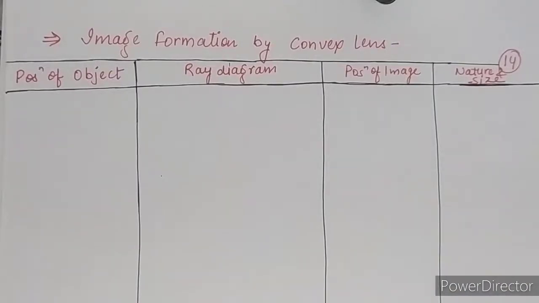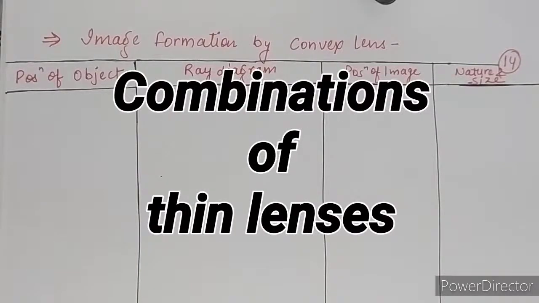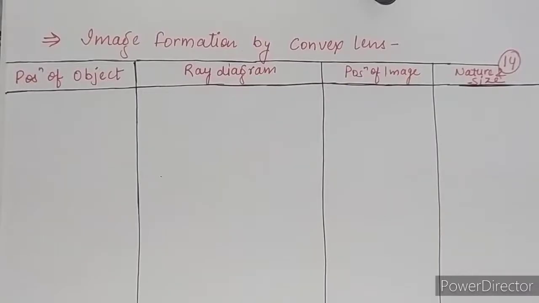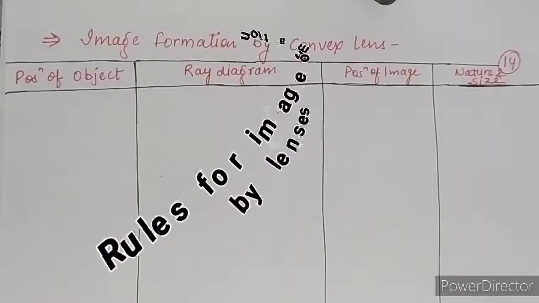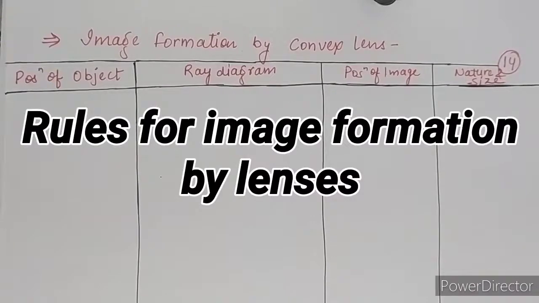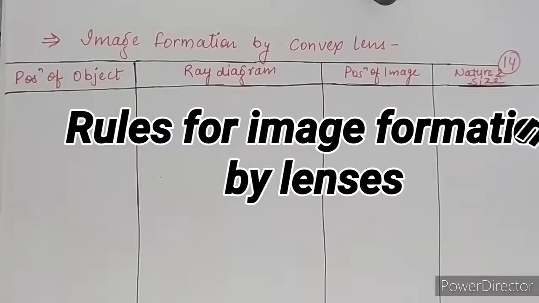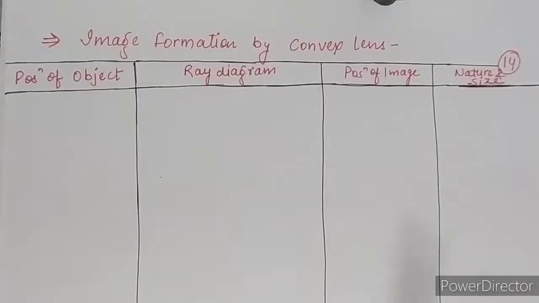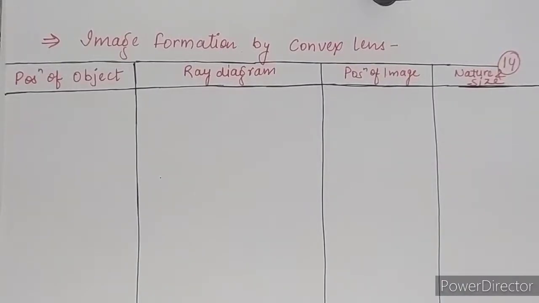In our yesterday's video we discussed the combinations of thin lenses. With that we discussed the rules for image formation by the lens, and I gave you the homework to write the rules for image formation, or making the ray diagram, of the lenses. Now today we are going to start the image formation by the convex lens. First we are doing the convex lens, then we will start with the concave lens.